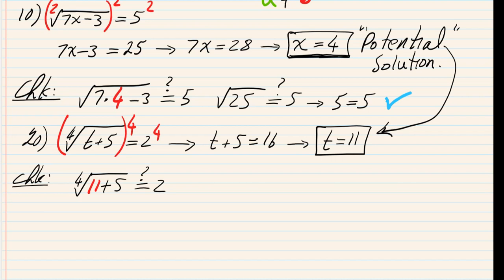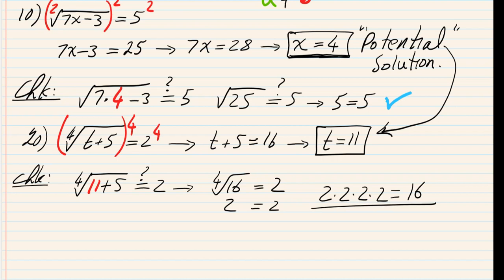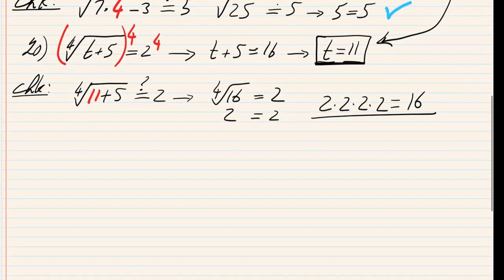Now, 11 plus 5 is 16. The 4th root of 16 is indeed 2, right? Because 2 by 2 by 2 by 2 is 16. So the 4th root of 16, where did the 16 come from? It was multiplied by itself 4 times before it became 16. So 11 is the solution to this equation. Number 20.